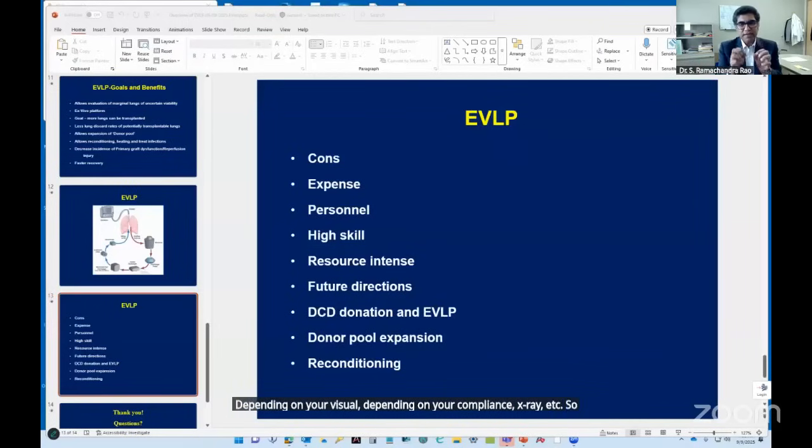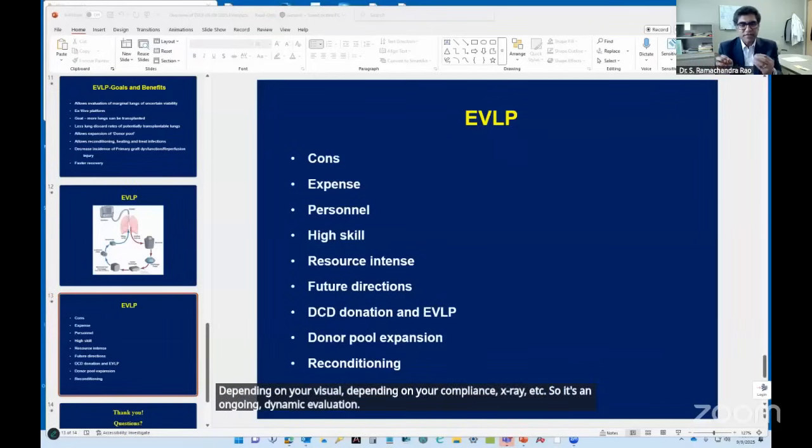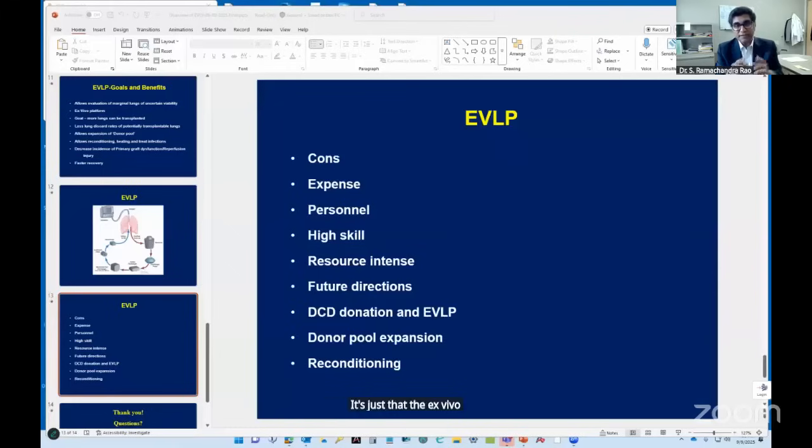So it's an ongoing dynamic evaluation. It's just that the ex vivo lungs are a little bit more accessible and easier to manipulate than in vivo, sometimes.